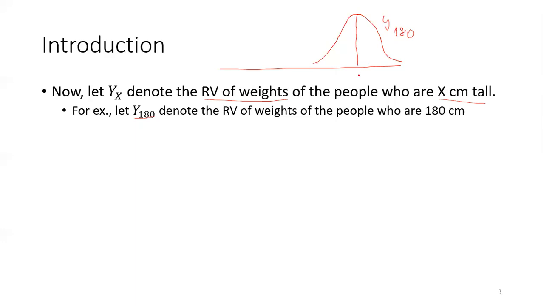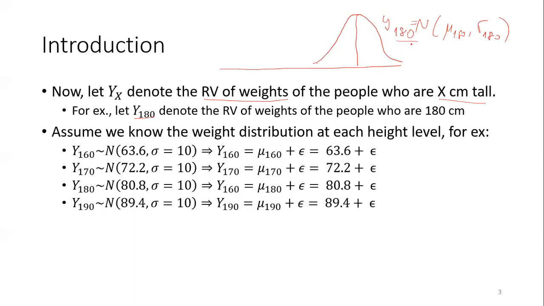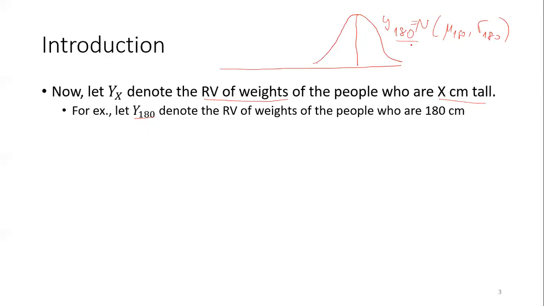With some mean here and with a standard deviation. Let's say it's normally distributed with some mean. Let me just write it like this. I don't know how to represent it. And the standard deviation of y 180 there. So this is the distribution of people who are 180 centimeters tall.